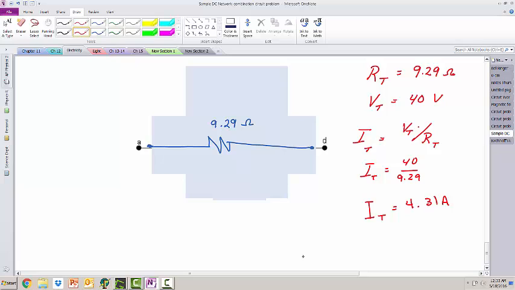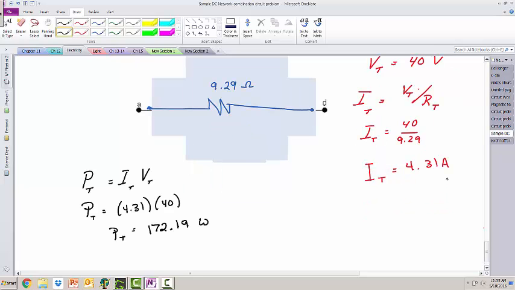Since we know the total resistance, 9.29 ohms, and since we were given the total voltage of 40 volts, we can find the total circuit current. So 40 divided by 9.29 using Ohm's law gives us the total current for the circuit is 4.31 amps. Since we know the current, we can find the power used by the whole circuit. So power equals current times voltage, so the power of the whole circuit is the current of the whole circuit, 4.31 amps, times the voltage of the whole circuit, 40 volts. So the power is 172.19 watts.